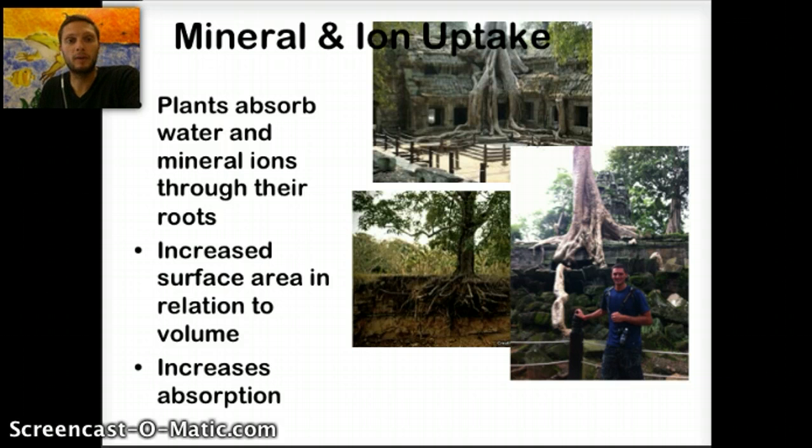Plants absorb water and minerals through those structures, and something that's unique about them is that they have an increased surface area in relation to volume in order to increase absorption. And so there's a variety of different forms of these structures. In this tree cross-section picture here, we can see the root structures going down into the ground.